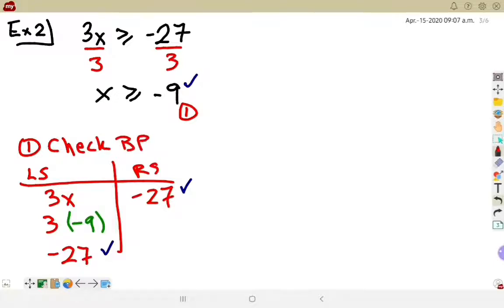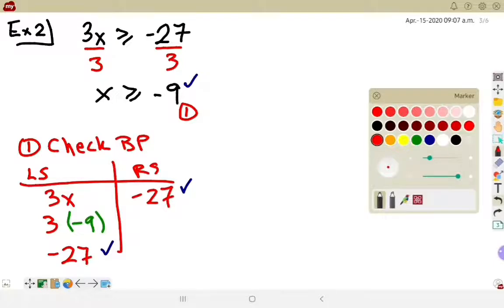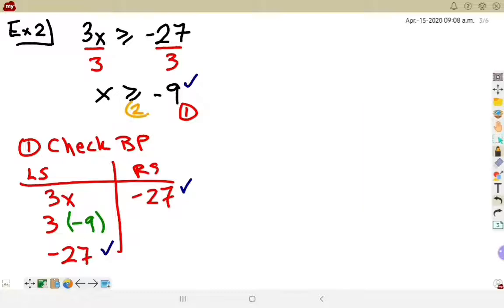Okay, so when I'm checking the inequality, I've said any number that is bigger than or equal to -9 should work. Okay, now I need you to be careful here. Do not pick -9. I don't want to pick -9 because I've already shown that -9 works. I already know that it could be equal to -9 because in this case it can be equal to the boundary point.